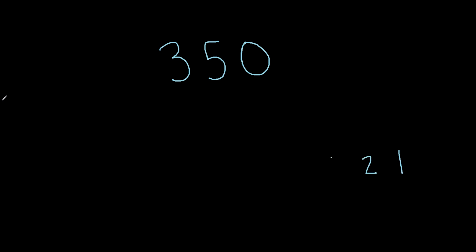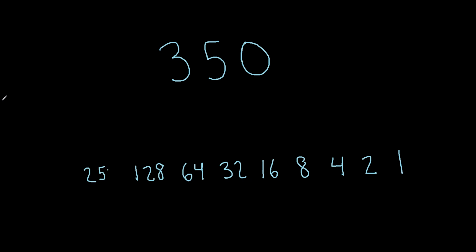So we'll say 1, 2, 4, 8, 16, 32, 64. 64 doubled is 128. 128 doubled is 256. And 256 doubled would be 512. So that's too much. So we only need to go up to 256. So now again, we're asking ourselves, out of these numbers, how can we pick numbers that add to 350? Well, we'll start with 256.